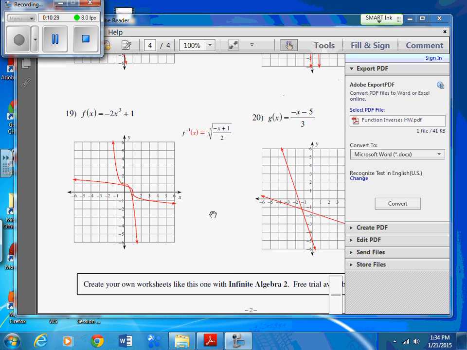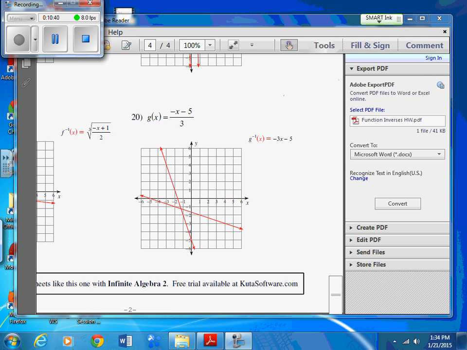For 19, we got a cubic. Alright, this is very similar to, this might be exactly the one that we did in class. Okay, and actually this is the one that we did in class. So I'm not even going to go over that one.